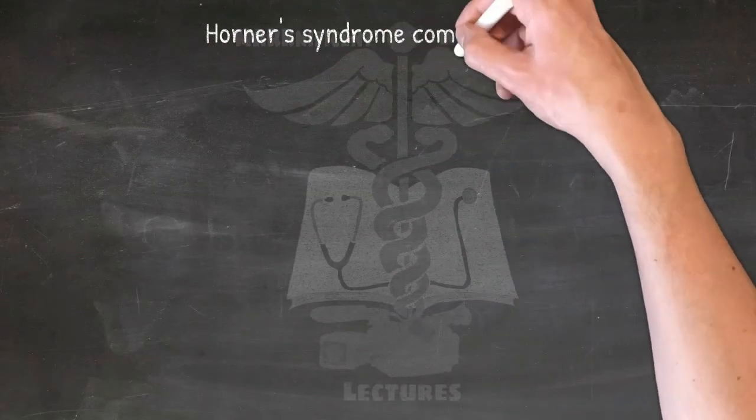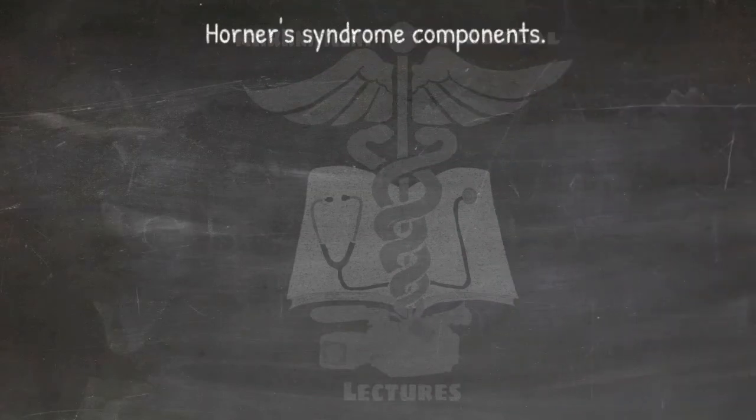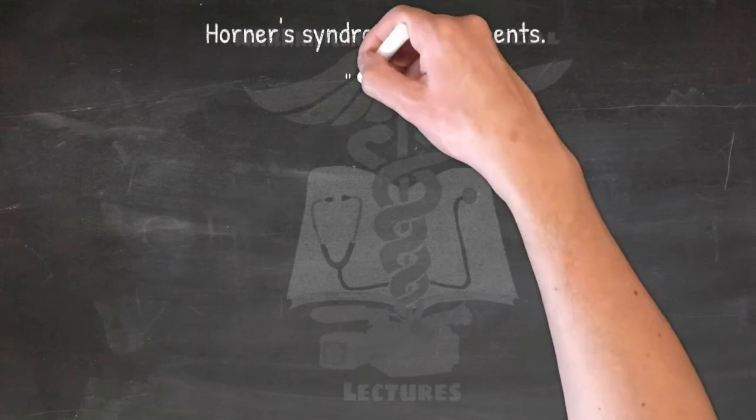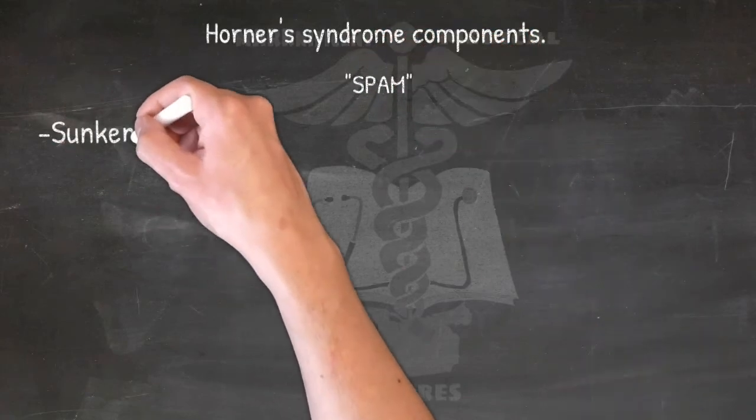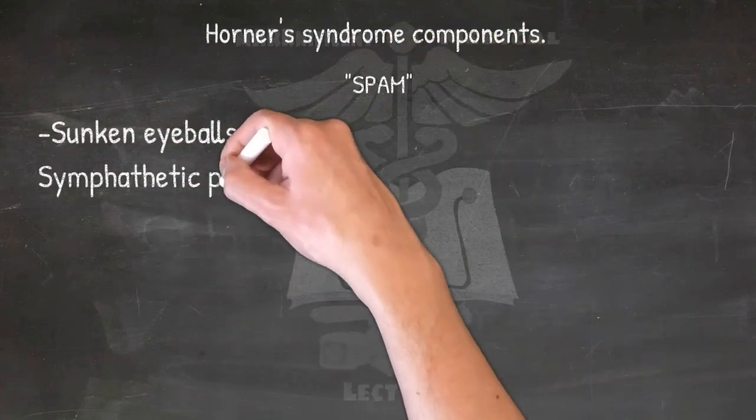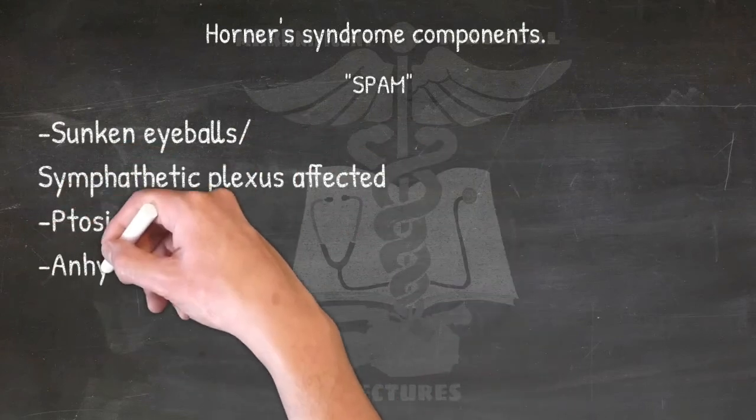Horner's syndrome components. SPAM. Sunken eyeballs, sympathetic plexus, ptosis, anhidrosis, and miosis.